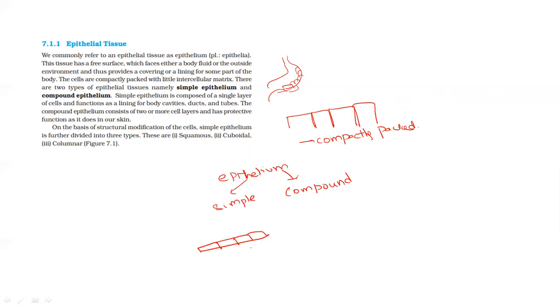So where do you see that? Where is it located? It is located as lining for body cavities and on ducts and tubes. The compound epithelium has one or two layers, and it has a protective function, as in our skin.